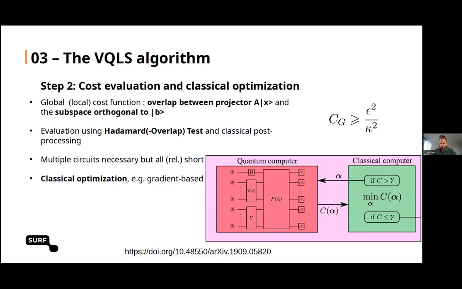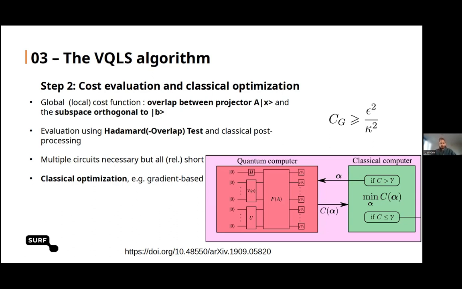And in this initial paper that I cited in the beginning, they also come up with this connection here on the right-hand side between the cost, for example, of the global, but they also come up with a relation like this for the local cost function, where we can relate the cost to the precision epsilon and to the condition number kappa of the matrix. So basically that means if we know to what precision we want the solution, we know when we can stop this iterative process, so when our cost function is low enough.